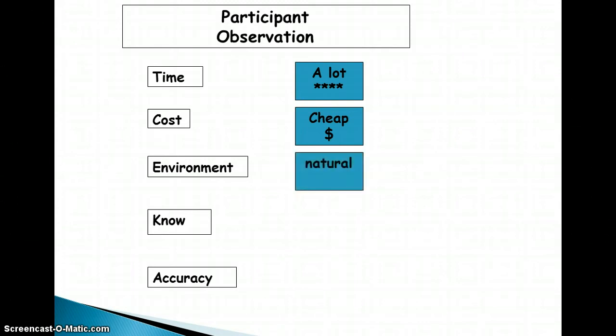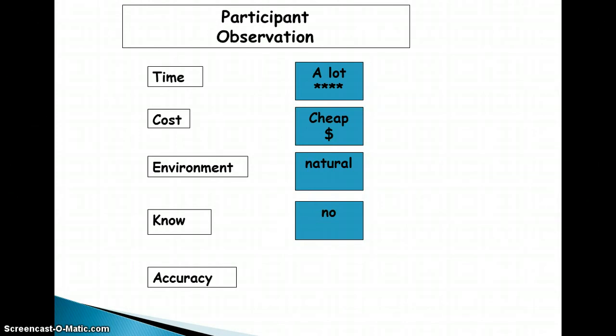The environment, it's done in its natural environment. You are observing people in their normal habitat. Do they know they're being studied? No, they shouldn't. If you are doing your participant observation accurately, you absolutely should not let them know that you are observing their behavior.